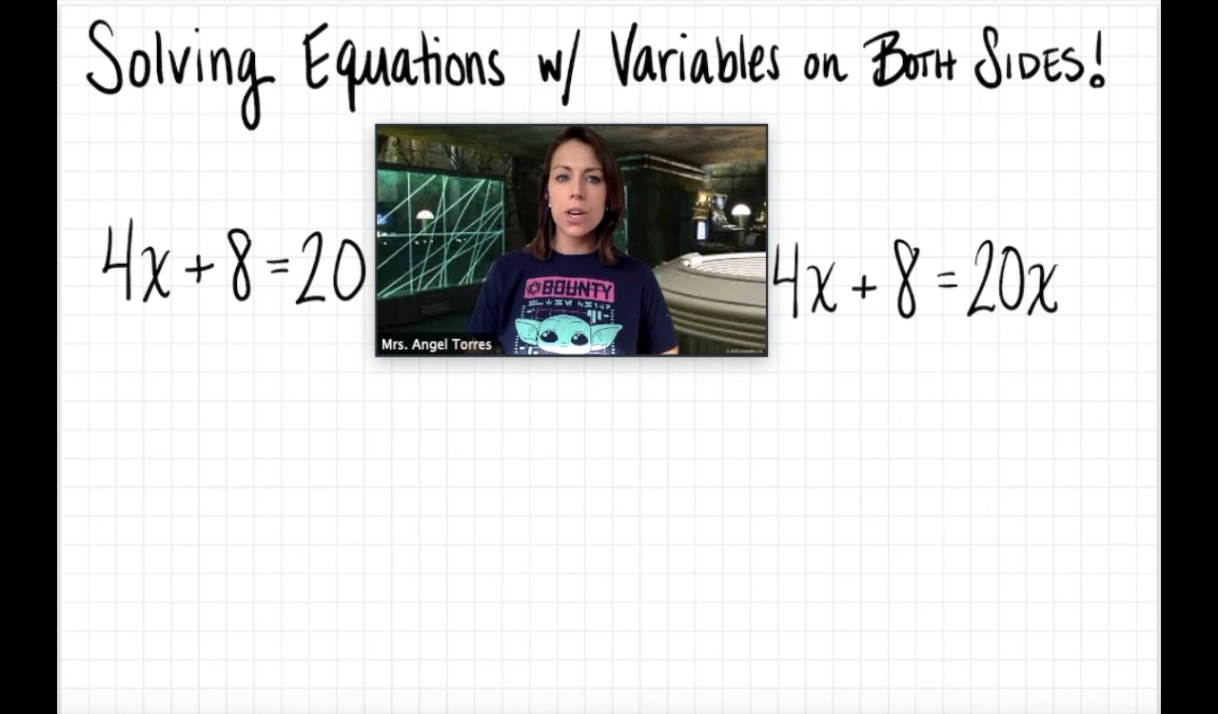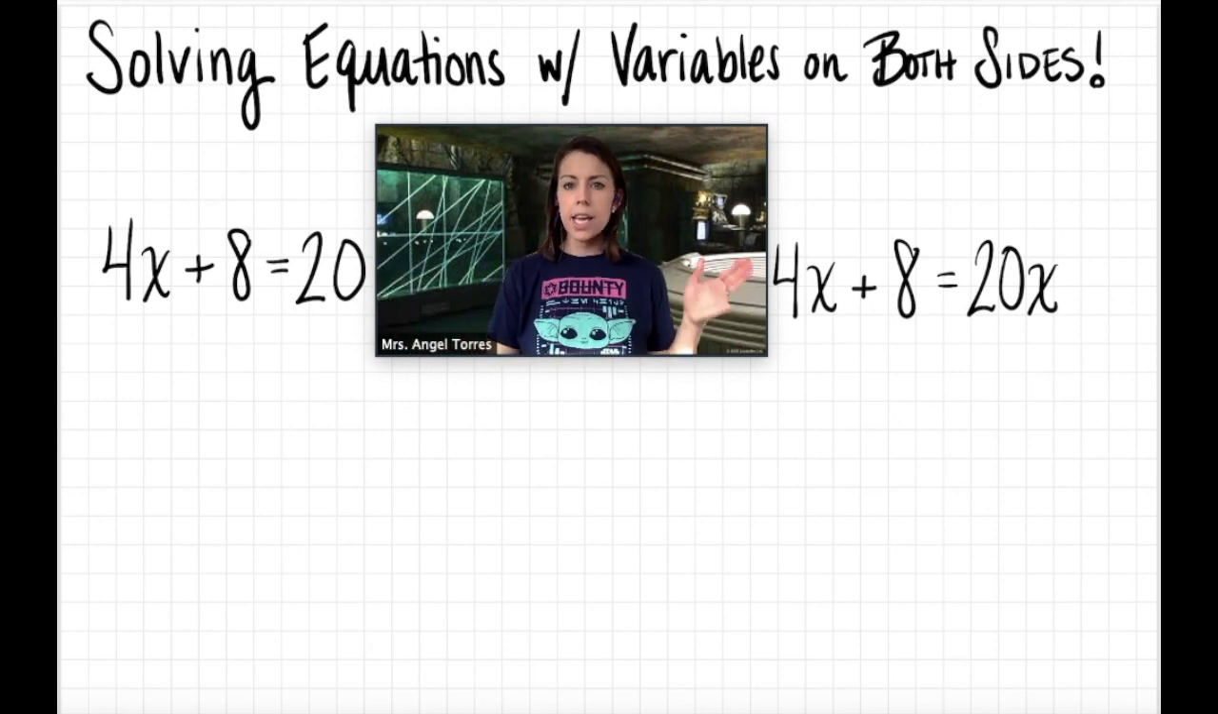To start off, we're going to look at these two equations here. The first equation is 4x plus 8 equals 20, and the second equation is 4x plus 8 equals 20x.